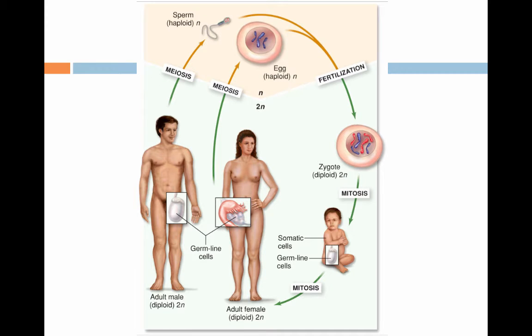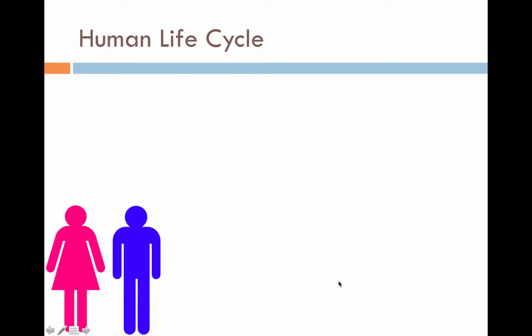So in summary, cells in a woman's ovaries go through meiosis to produce an egg. Cells in a man's testes go through meiosis to produce sperm. Sometimes a sperm and an egg come together through the process of fertilization to create a zygote. The zygote will develop into a baby through the process of mitosis, creating genetically identical cells. This baby will grow up into an adult using the process of mitosis.